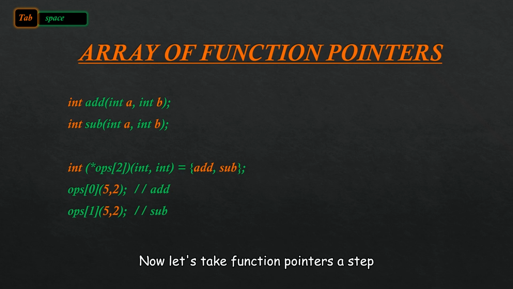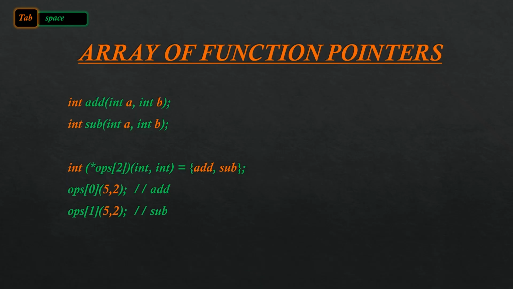Now let's take function pointers a step further, storing them in arrays. This lets us implement something like a command menu where each option corresponds to a different function. In this example, we define two functions, add and sub, and store them in an array named ops. To execute a function, we use an index like ops[0] or ops[1]. This dynamic lookup is perfect for building interpreters, event dispatchers, and console applications with selectable options.